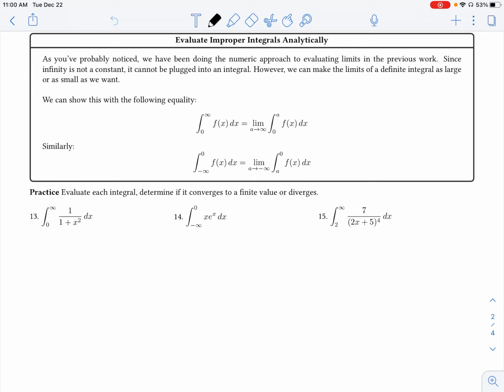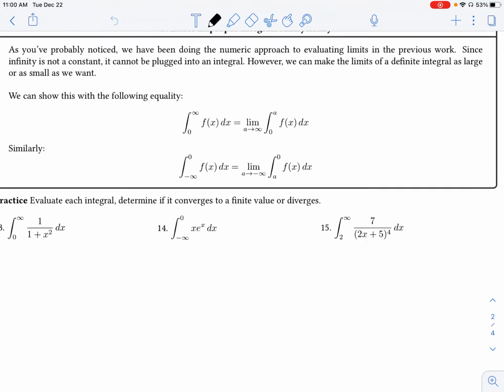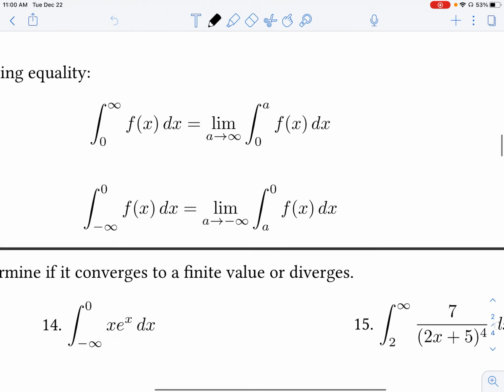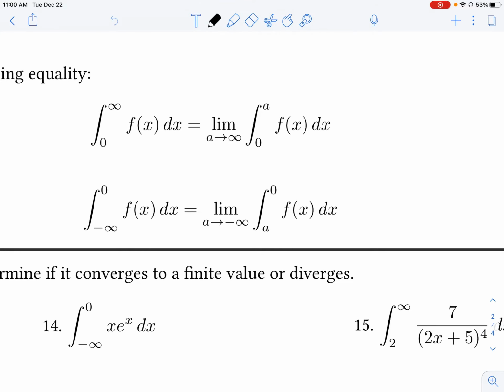And instead of having one of the upper bounds or lower bounds, depending on whether or not it's positive or negative infinity, instead of having the bound be infinity, we can really just rewrite this integral as the limit as a approaches infinity, and a being that upper bound.